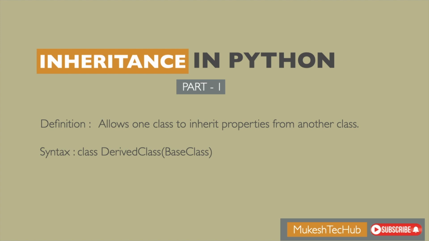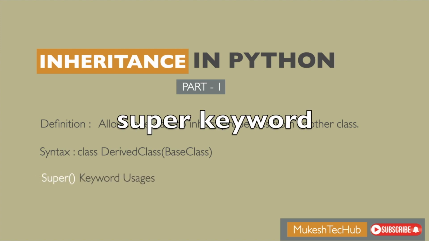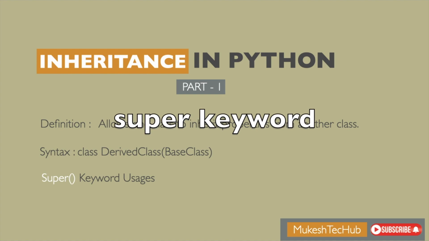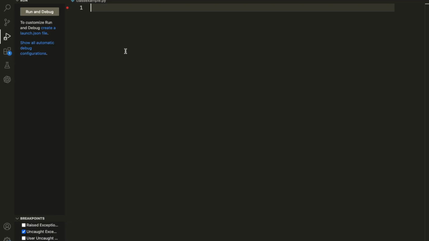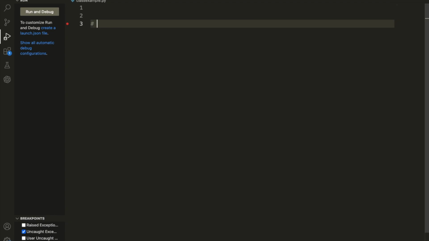So here is the syntax. We have to define the derived class that is accessing the base class properties, and we will use the super keyword, which is how we derive the properties of the base class. So let me take you through one example where I will create a base class.